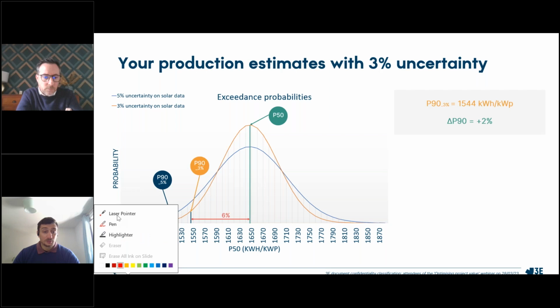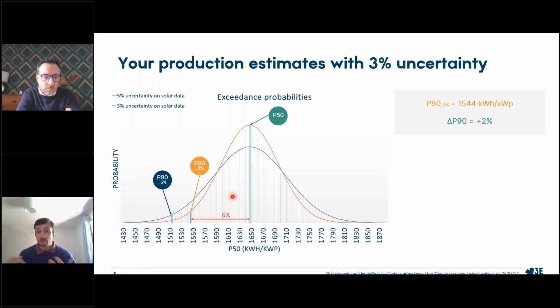What does it mean for you? Because now we are only talking about calculation and mathematics, but it still means that you reduce the gap between your P50 and your P90 by 2%, because now it went from 8% to 6%. Or in other words, you have increased your P90 automatically, and that's very important. Automatically, you increase it by 2%.